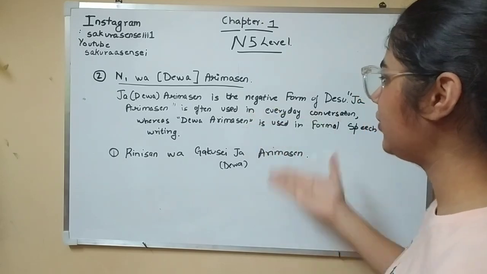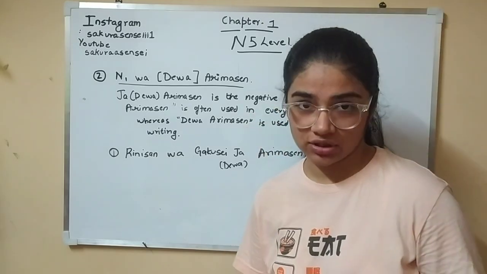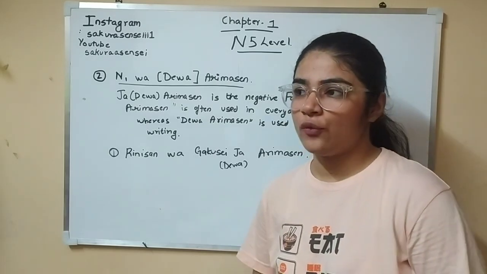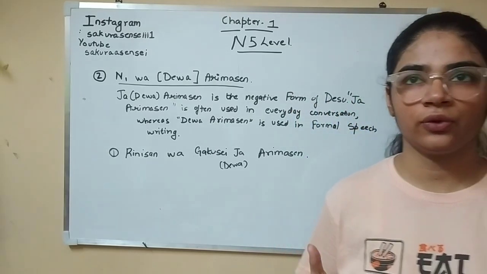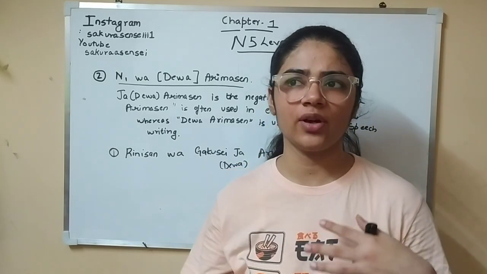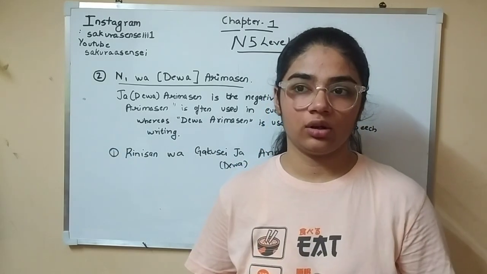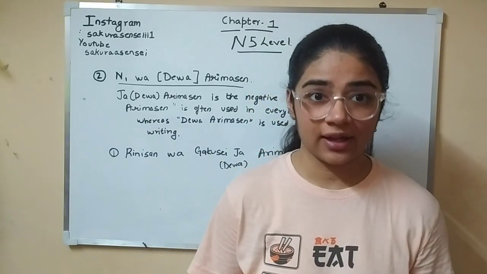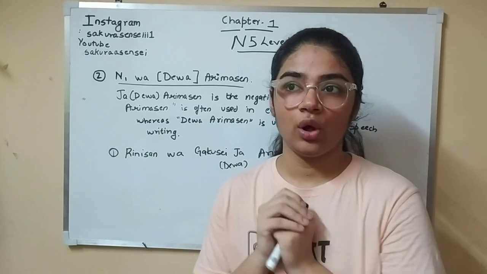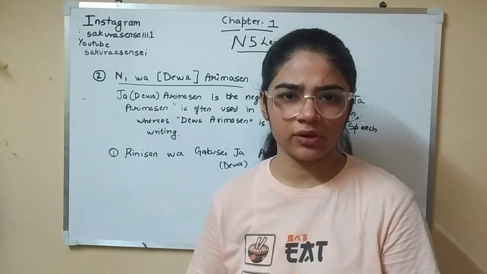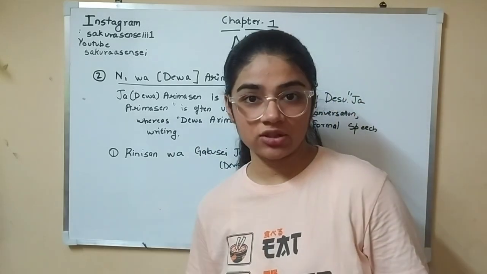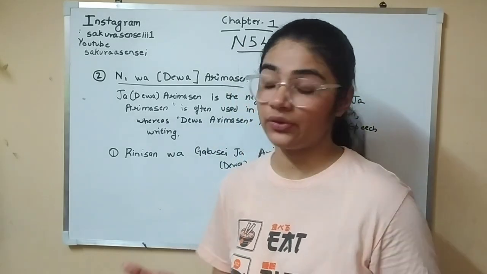Ja arimasen is often used in everyday conversation in Japanese, but dewa arimasen is used in formal speech and writing. For example, if you are talking to someone who is your friend and someone whom you are really familiar with, you will use ja arimasen, and if you are speaking to someone who is of superior status to you, or you are not familiar with that person, or you are in an office setting, you will use dewa arimasen in formal speech and also in formal writing.